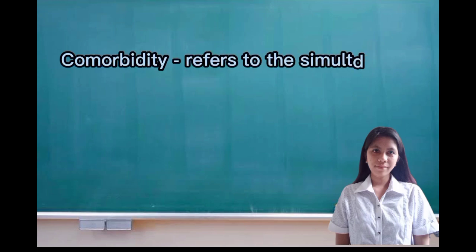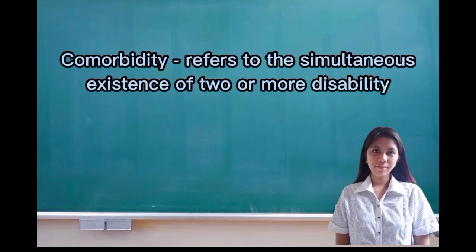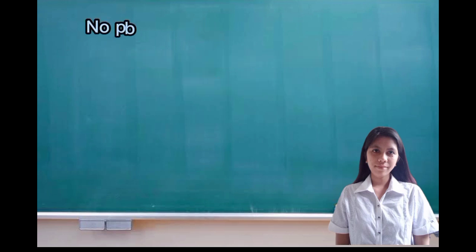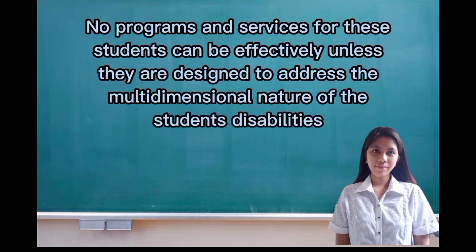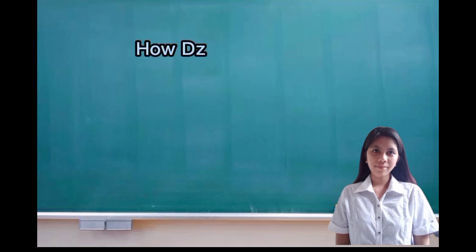I have already tackled the term comorbidity, which refers to the simultaneous existence of two or more disabilities. For example, the one I mentioned earlier, mental retardation, can be the reason for speech and language disorder. So no programs and services for these students can be effectively used unless they are designed to address the multidimensional nature of the students' disabilities.